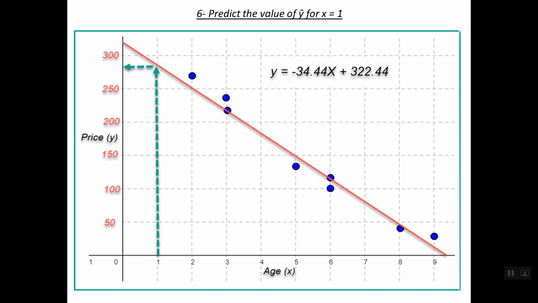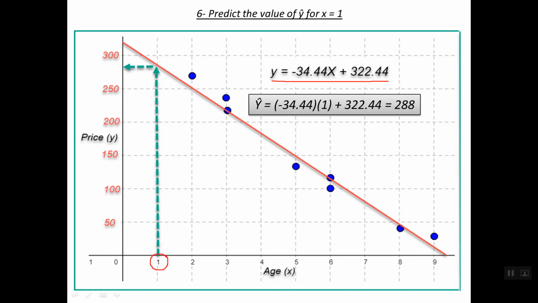The sixth part of the question is to predict the value of y hat for x equal to 1. We see that the value of x equal to 1 is not included in our original data. So in this case, we can predict the value of y for x equal to 1 simply by using the formula of the regression line, which is the line in red. In this formula, we substitute x to be 1. So y hat is minus 34.44 multiplied by x equal 1 plus 322.44. So the predicted value of y is 288.